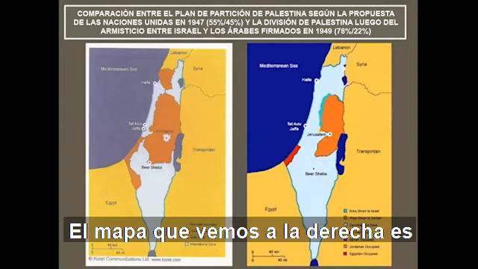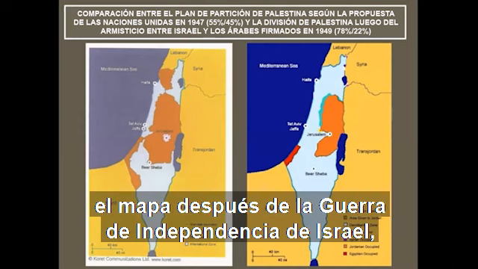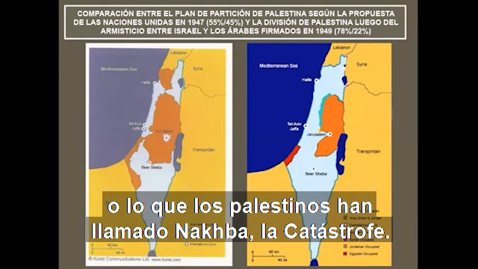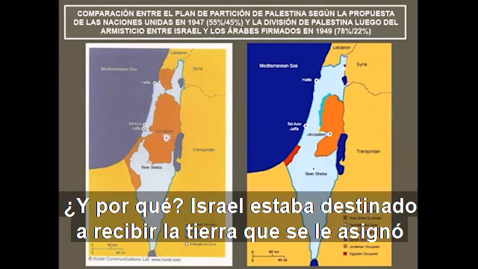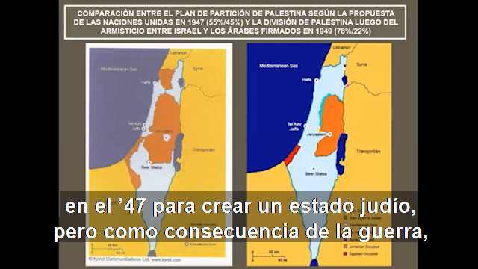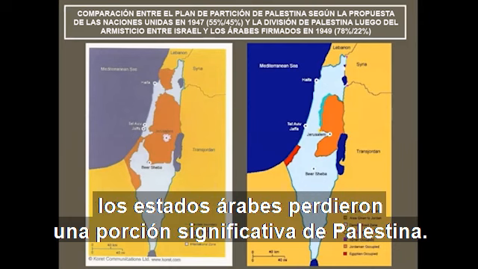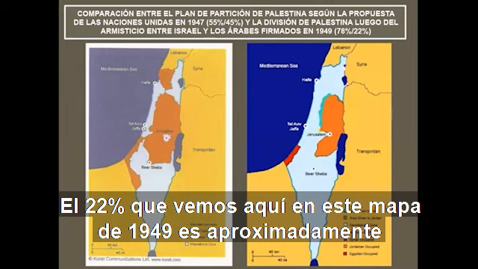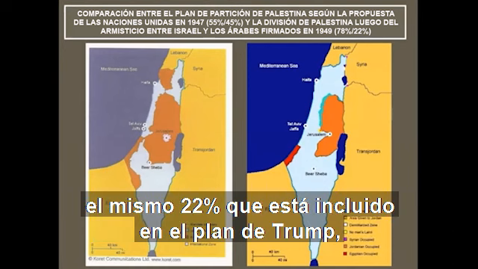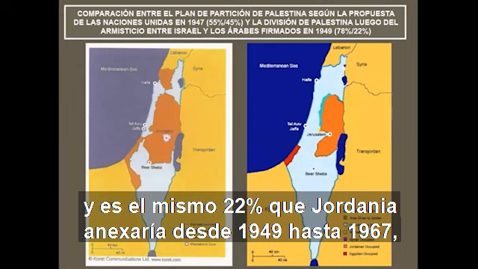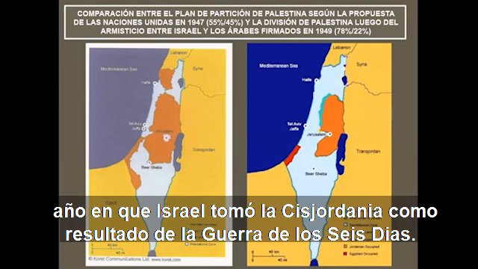The map on the right is the map after the Israel Independence War, or what the Palestinians have come to call the Nakba, the disaster. And why? Because Israel was created on the land primarily allocated to it in '47, but as a consequence of going to war, the Arab states lost a significant portion of Palestine. The 22% that we see here in this map of 1949 is approximately the same 22% that's included in the Trump plan, which was the same 22% that Jordan would annex from 1949 until 1967, when Israel took the West Bank in the 1967 war.